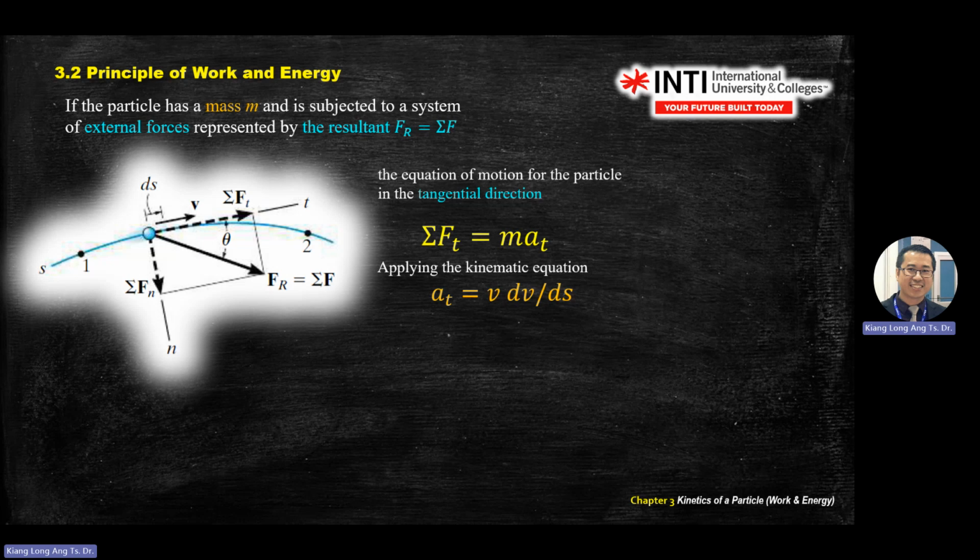v equal to ds/dt. You rewrite in terms of dt, both of them, and you'll get a ds equal to v dv. This one is from chapter 1. So you write a in terms of v and s. So a equal to v dv/ds. You put it inside the equation. You put this one in here.